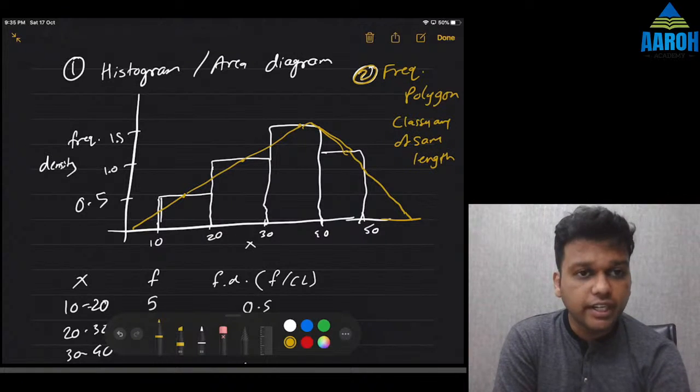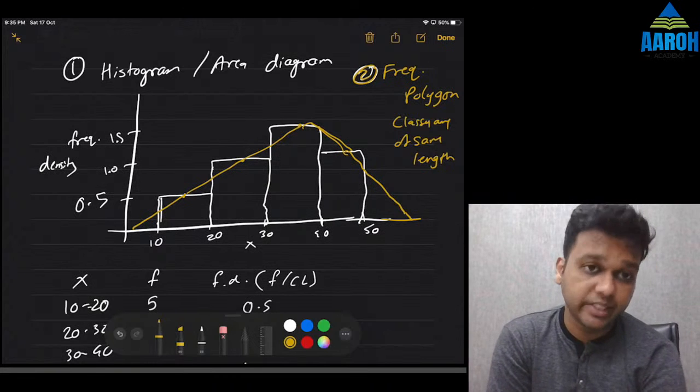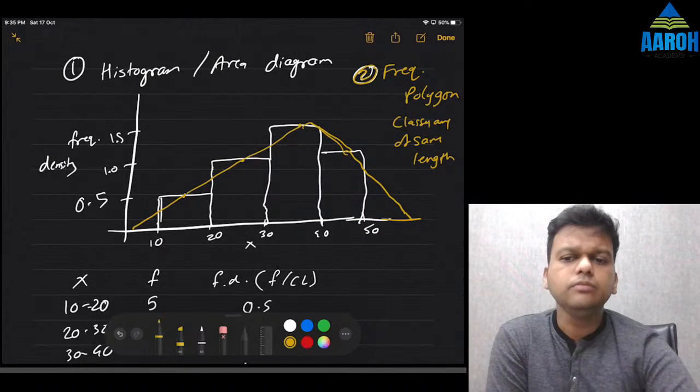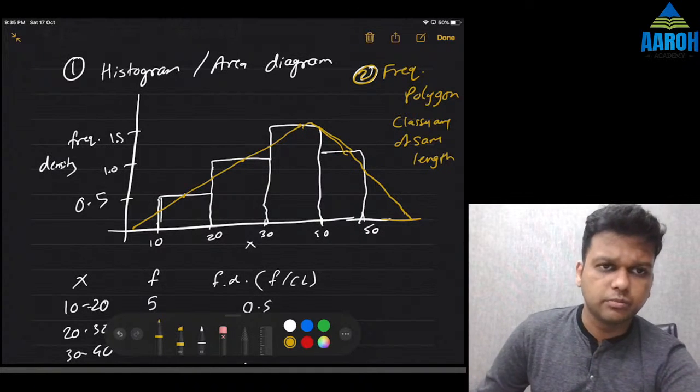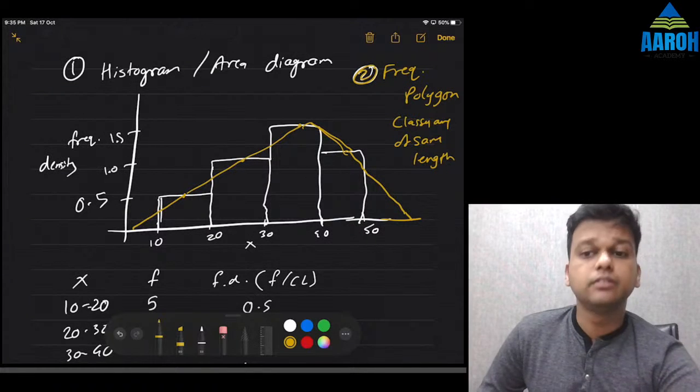Because if classes are of different length, then the histogram looks different. Then we cannot join that. Then that does not make sense. So a frequency polygon is this, joining of midpoints of the histogram. Fine. Is this clear?